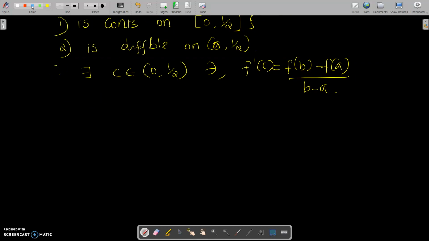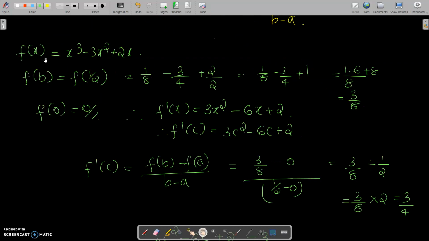What is f of b here? That is what we have to evaluate. f of x is equal to x cube minus 3x square plus 2x. So f of b is equal to f of 1 by 2, which is equal to 1 by 8 minus 3 by 4 plus 2 by 2. That is 1 by 8 minus 3 by 4 plus 1. So by solving, this is 3 by 8. And also we can see that f of 0 is equal to 0 here.